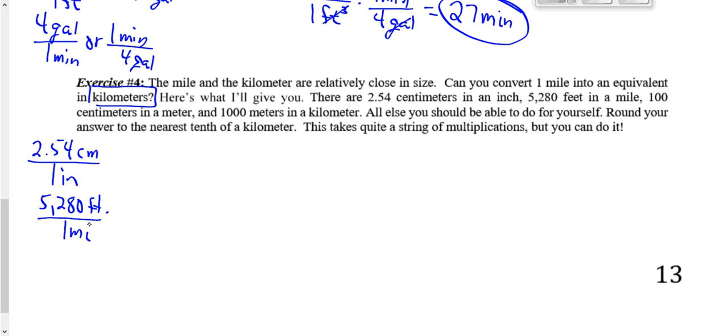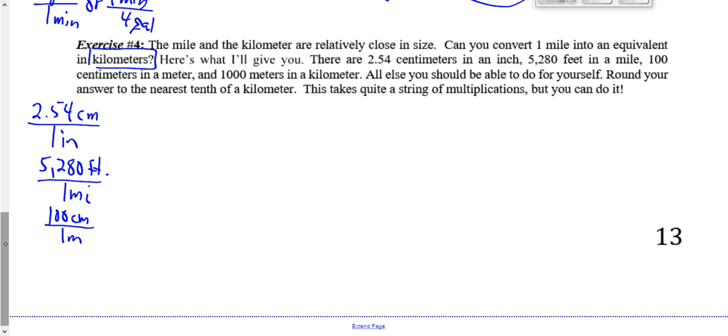Okay, what else do they give us? 100 centimeters in a meter. So there's 100 centimeters in 1 meter, and what else? 1,000 meters in a kilometer. For the top one, did you write miles or inches? Inches. 1,000 meters in 1 kilometer. I think that's all they gave us, right?